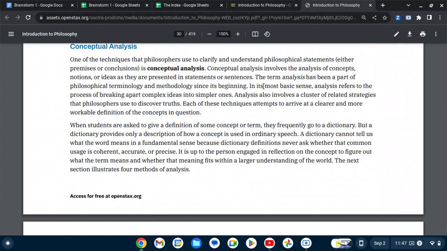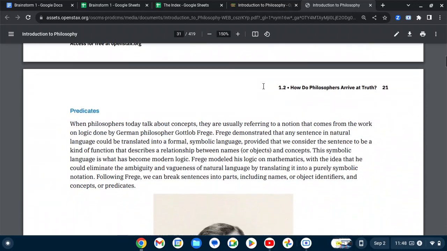When students are asked to give a definition of some concept or term, they frequently go to a dictionary, but a dictionary provides only a description of how a concept is used in ordinary speech. A dictionary cannot tell us what the word means in a fundamental sense because dictionary definitions never ask whether that common usage is coherent, accurate, or precise. It is up to the person engaged in reflection on the concept to figure out what the term means and whether that meaning fits within the larger understanding of the world. The next section illustrates 4 methods of analysis.